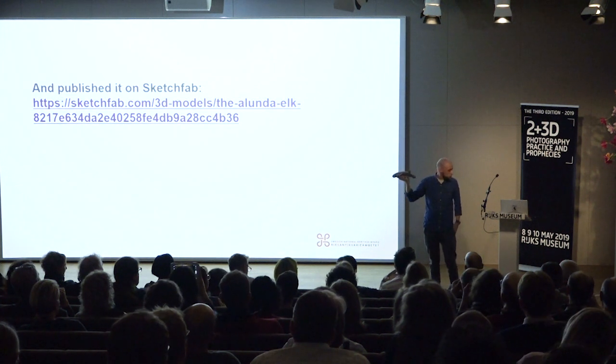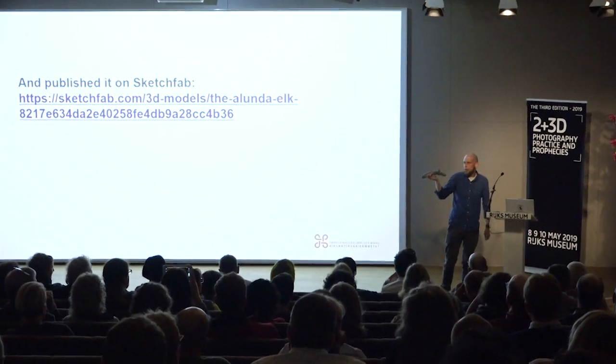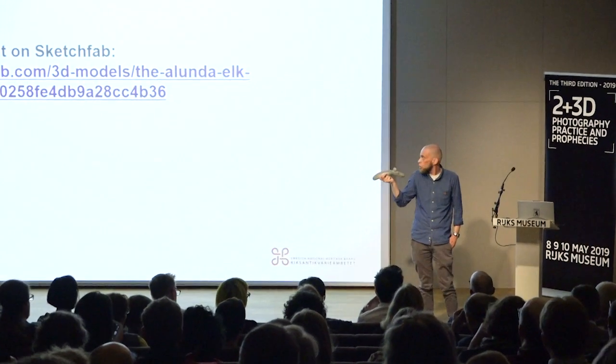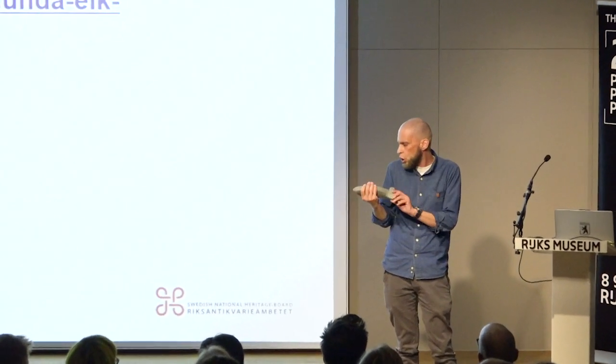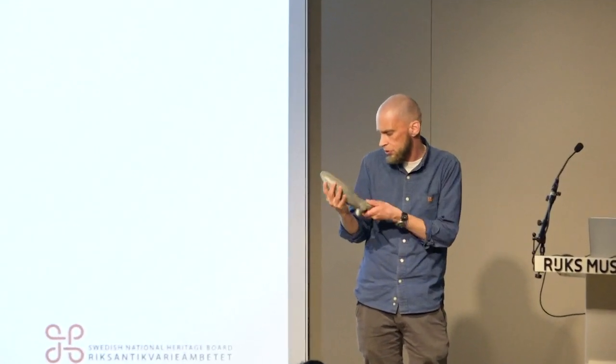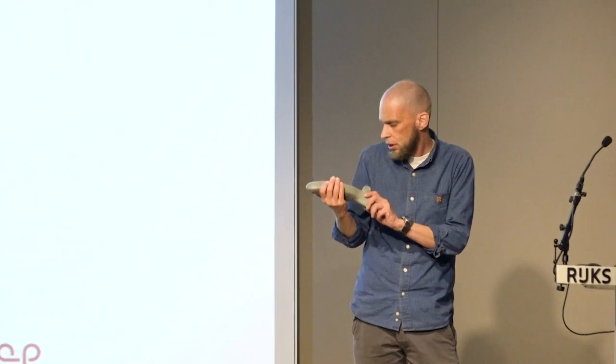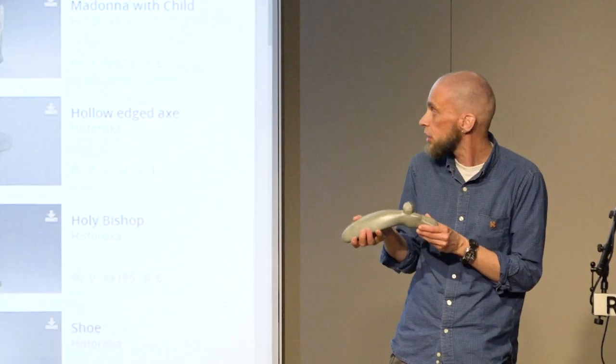So I downloaded it from Sketchfab and I sent it to a company specializing in 3D printing. This is some kind of composite, it's plaster and some kind of resin, epoxy in it. It's a bit brittle, so you shouldn't drop it onto the floor, but it gives a really nice representation of what this axe originally looks like.